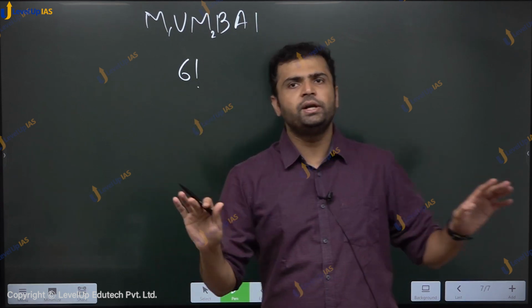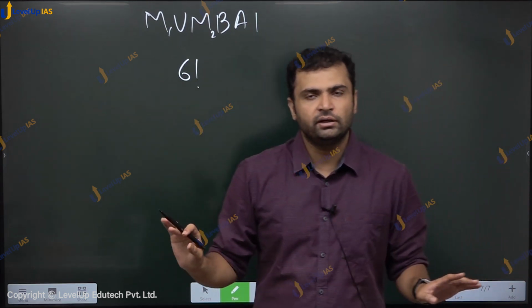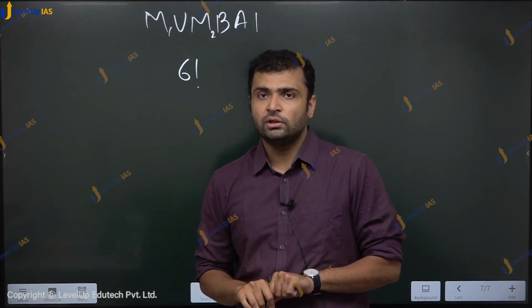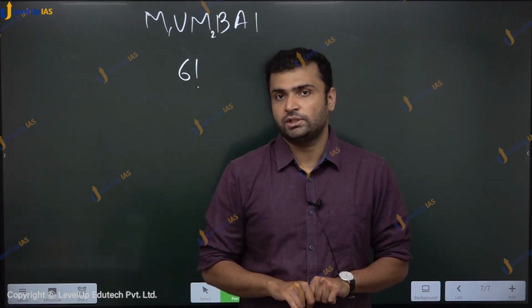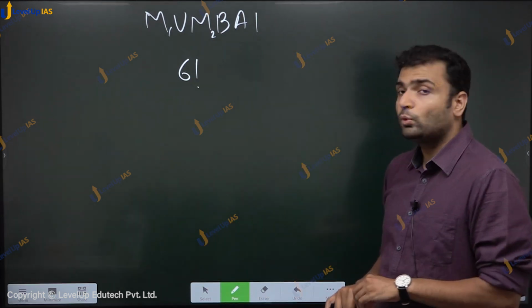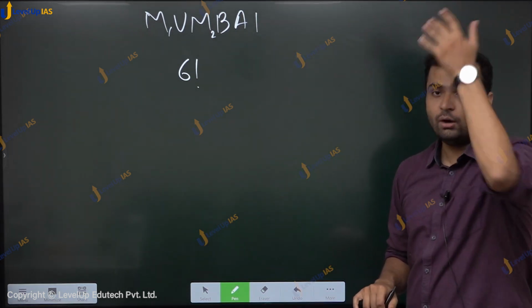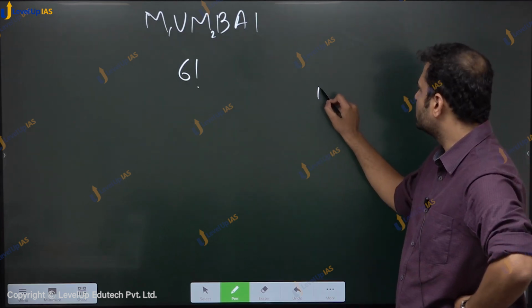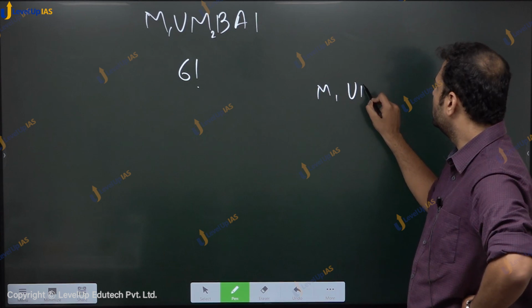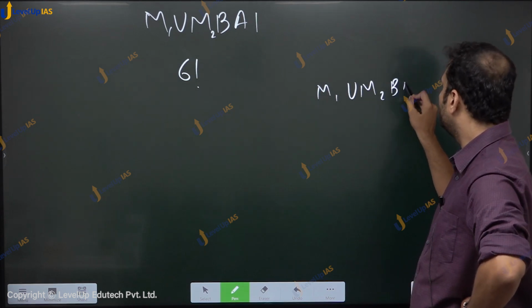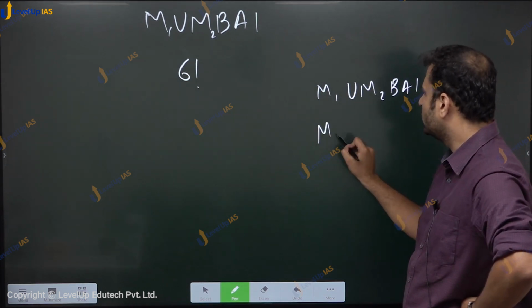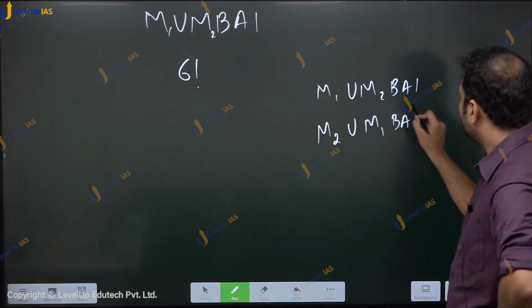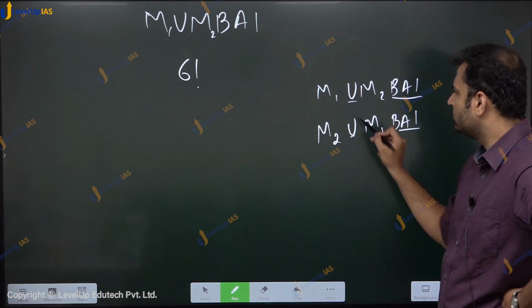6 factorial. No tension. 6 factorial anagrams. Fine. But we know that we have done some trickery. We know that we have modified the question. We are not solving the same question. So what have we changed and how do we rectify that? Now, let us look at this word M1 U M2 B A I, and let us look at this M2 U M1 B A. The rest of the letters I have put at the same places.